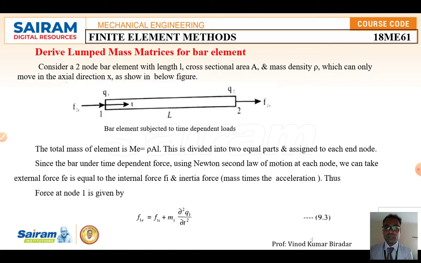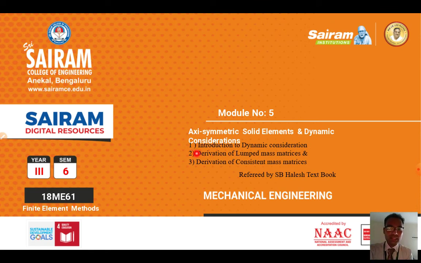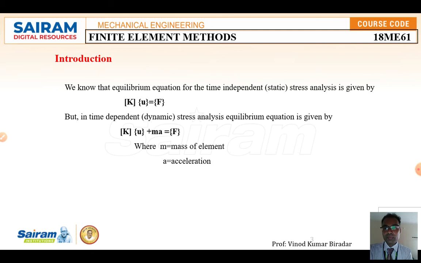Now the first derivation is the lumped mass matrix for the bar element. These two derivations are very important and may appear in the examination, so you have to be perfect in them. One derivation is for either the lumped mass system or the consistent mass matrix. Among the two, anyone may be asked in the examination.